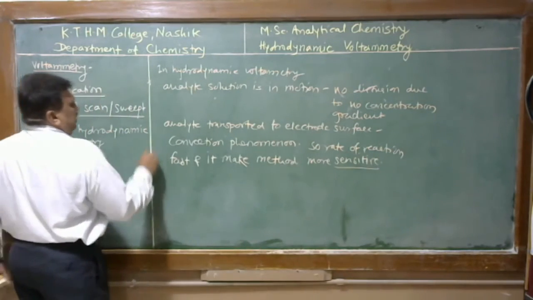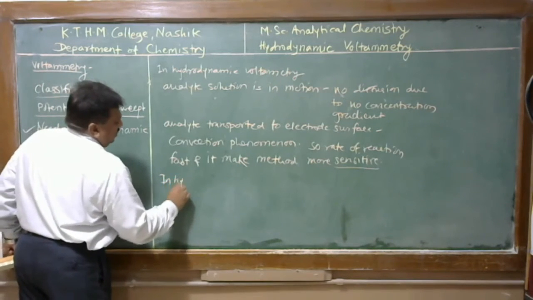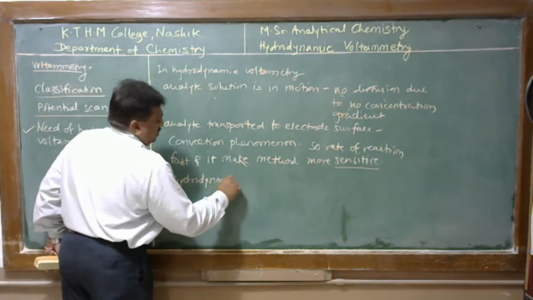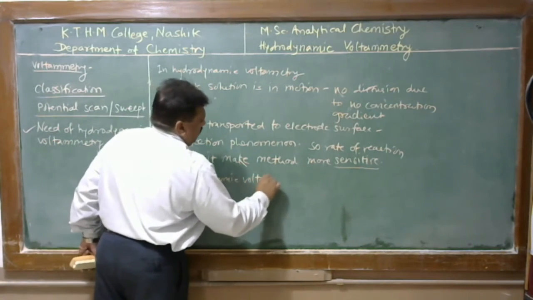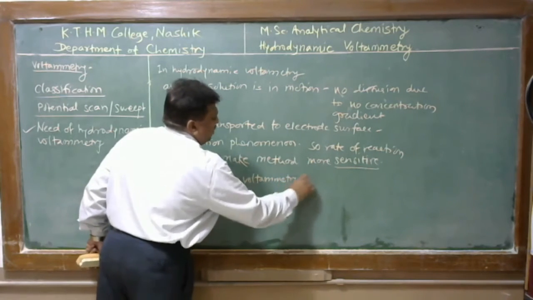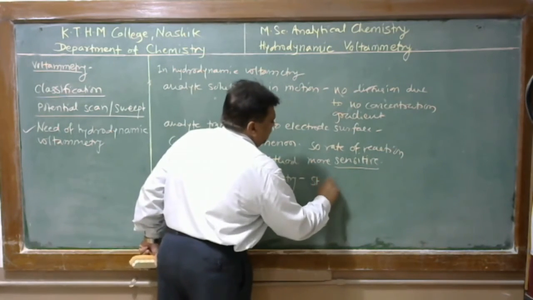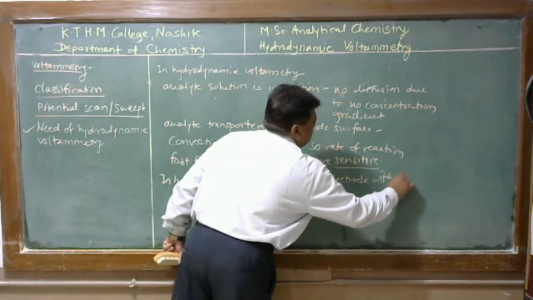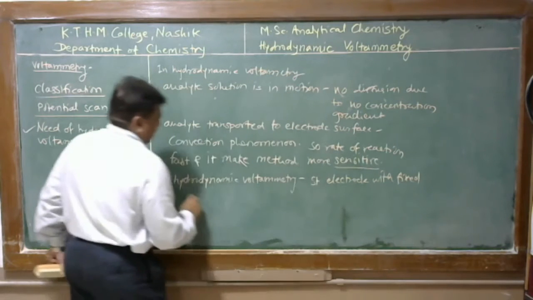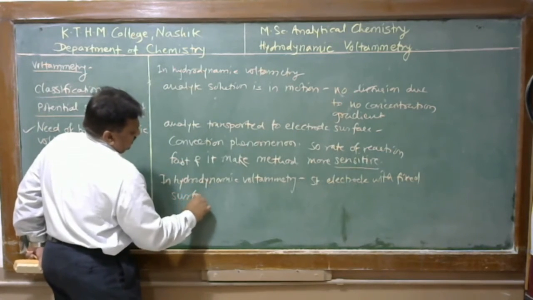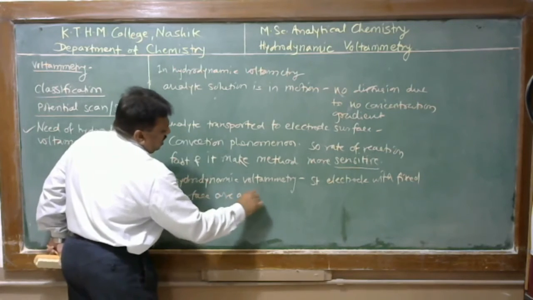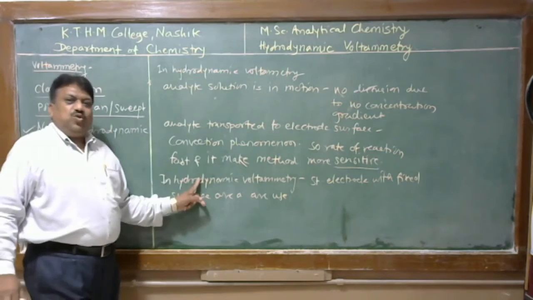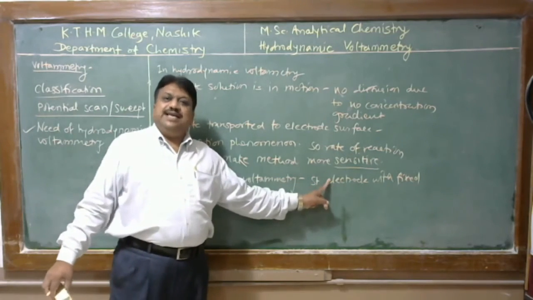Next parameter is that in hydrodynamic voltammetry, stationary electrode with fixed surface area are used. Therefore, here the electrode area, the working electrode, has a fixed area.